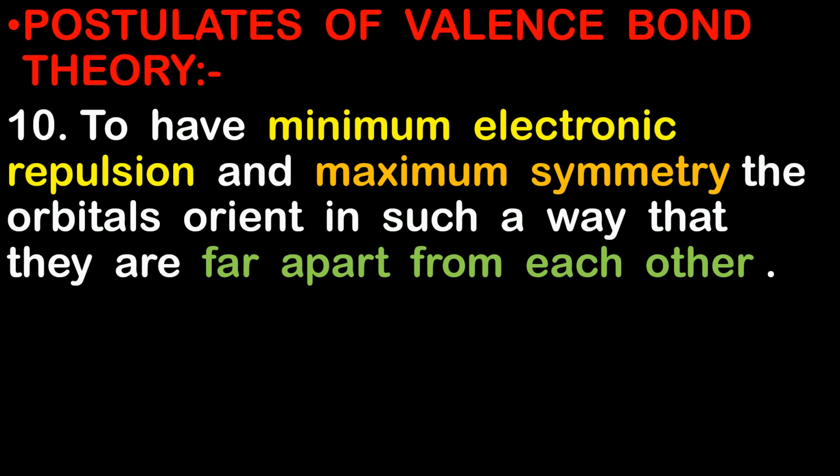When you study the shapes of orbitals in depth, the angles between the bonds will come across in the next video. Here you are not going to understand much. The only thing that you need to understand is that the orbitals are going to align themselves in such a way that there is minimum electronic repulsion and maximum symmetry. That is the thing you need to remember. You will not get to know this point in detail in this video, but you will get to know it in the next video.